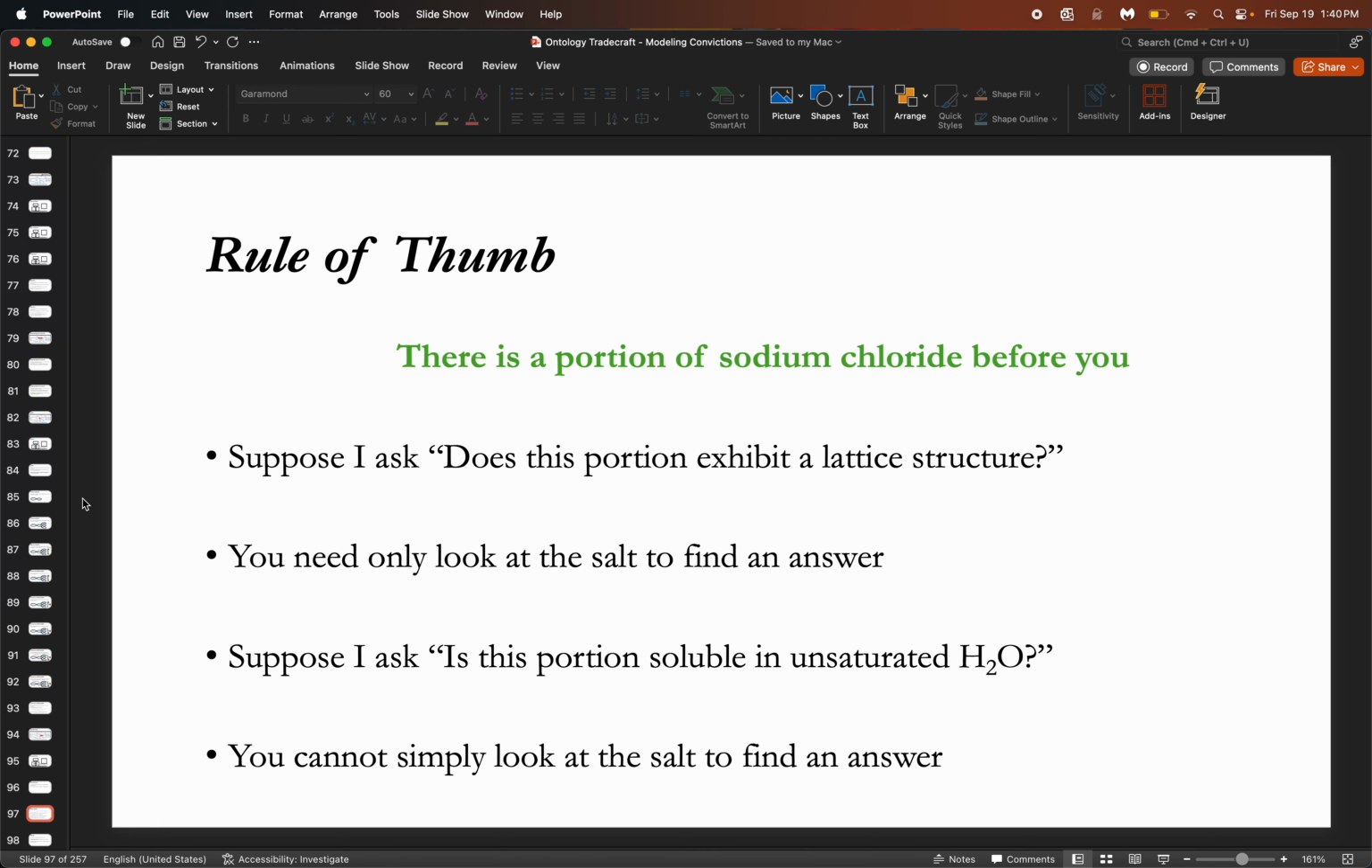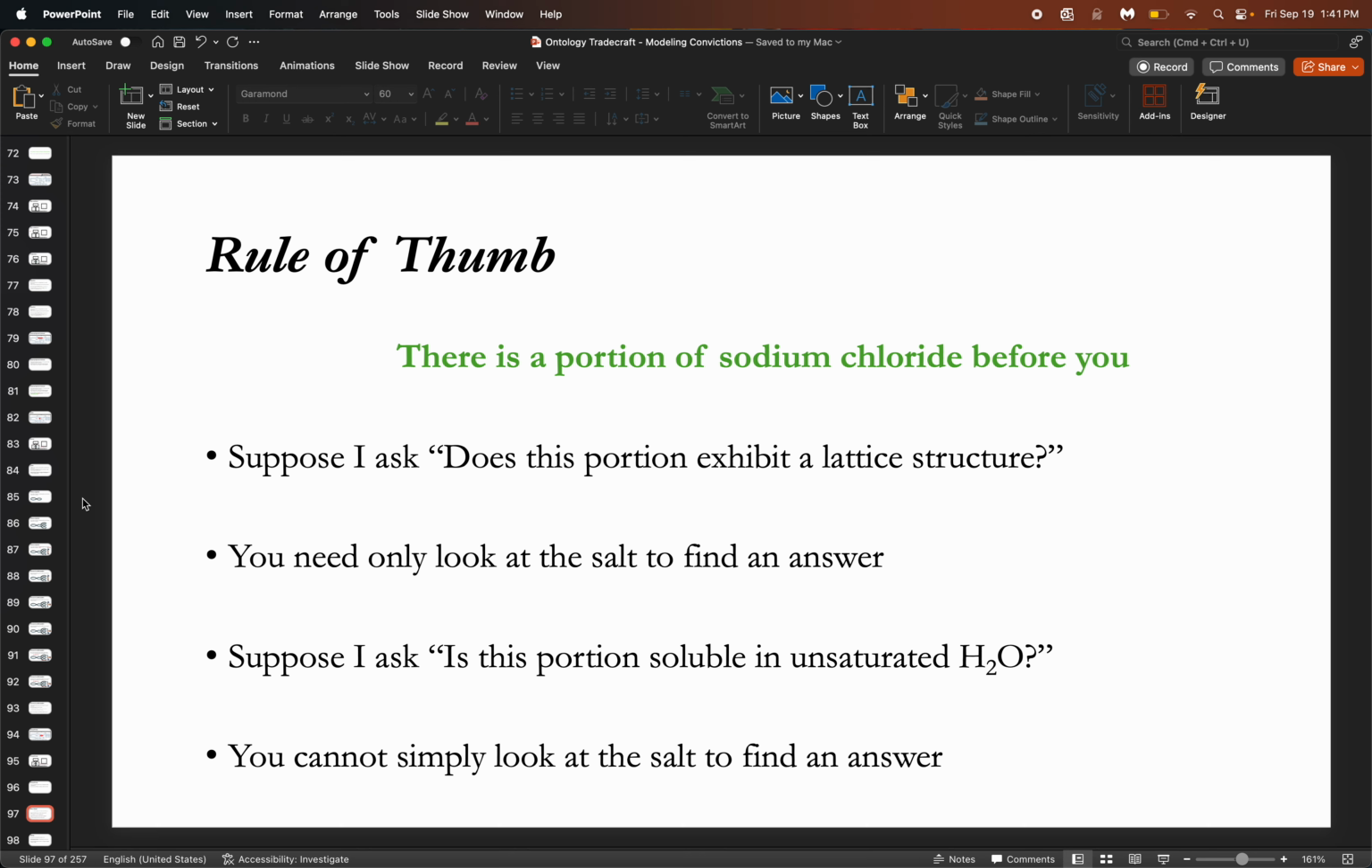So, suppose I ask you about a given portion of salt. Does this salt exhibit a lattice structure? You really just have to look at the salt to see. Now, suppose I ask you, is this portion of salt soluble in unsaturated water? You can't just look at the structure. There's something else there. There's something you have to test, something you have to put in different conditions, different circumstances to evaluate. That's the distinction.